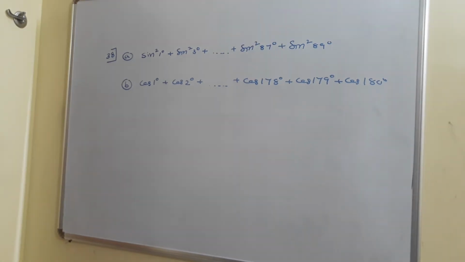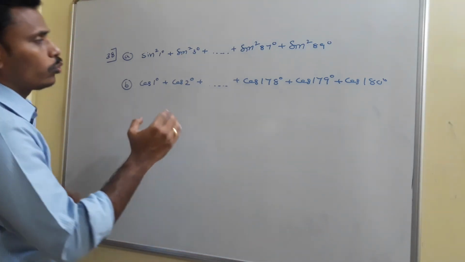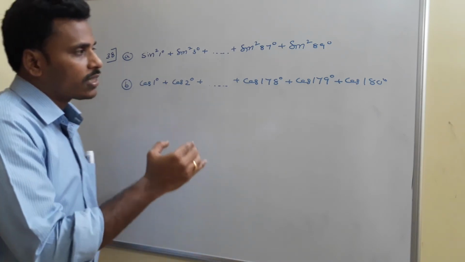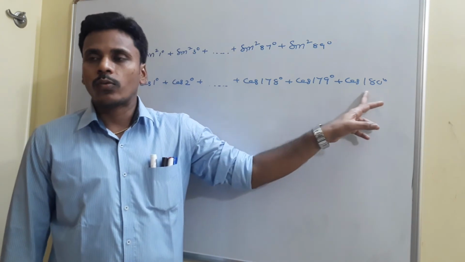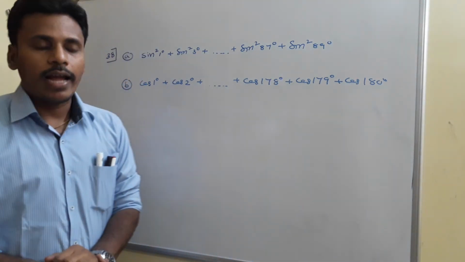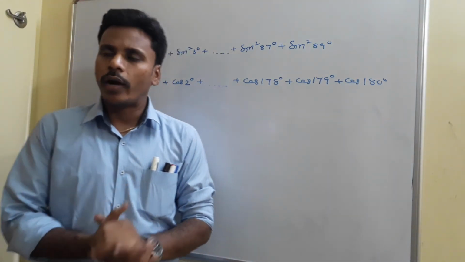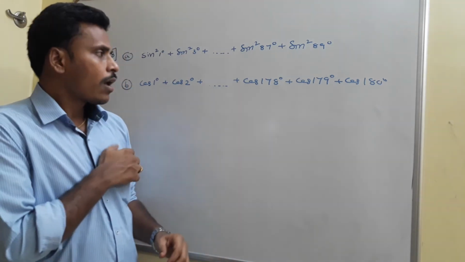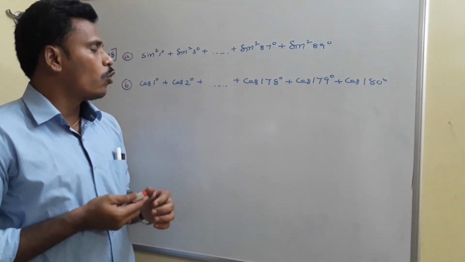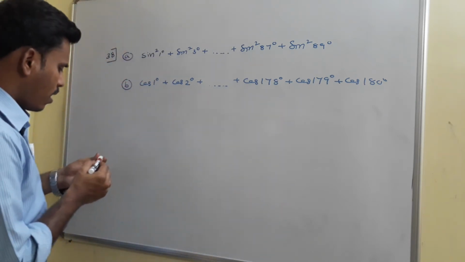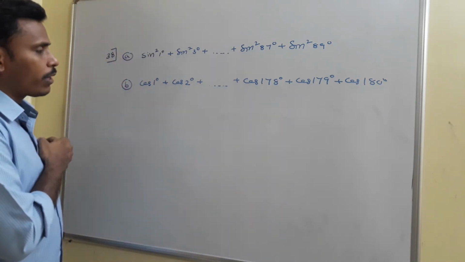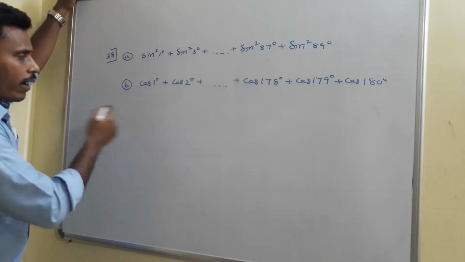Now look at 38B. The problem involves cos, and the angles are 1, 2, 3 and so on, 178, 179 and 180. At the end what we have here? Cos 180 degrees. What is the value of cos 180? First of all, try to identify it. See, 180 degrees is a known angle, right? Otherwise, like the previous problem, I can write many terms here.